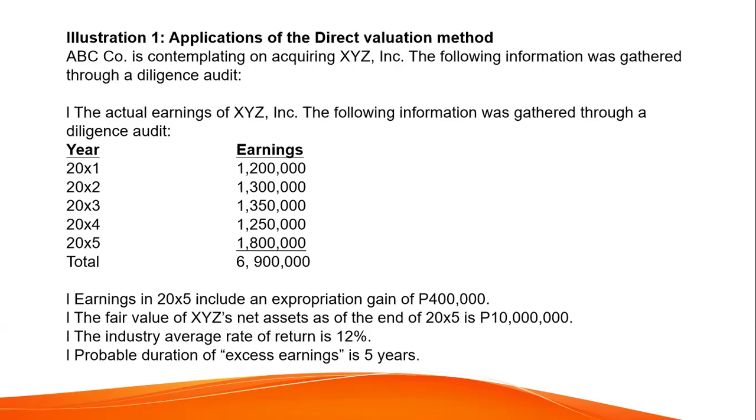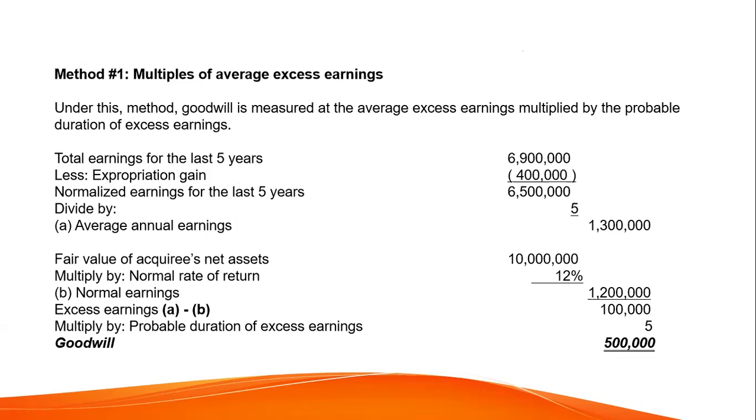400,000. The fair value of XYZ's net assets as of the end of 20X5 is 10 million. The industry average rate of return is 12%. Probable duration of excess earnings is 5 years. So we have this data, and we are going to apply the different methods in determining goodwill. However, take note that we have those data to apply in our computations.